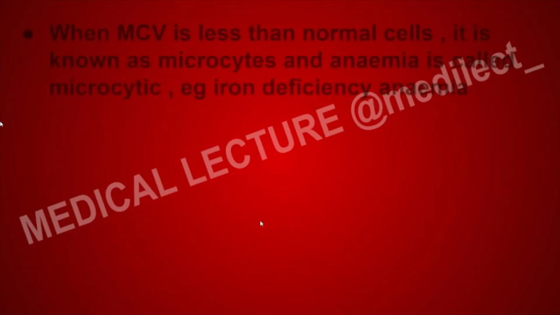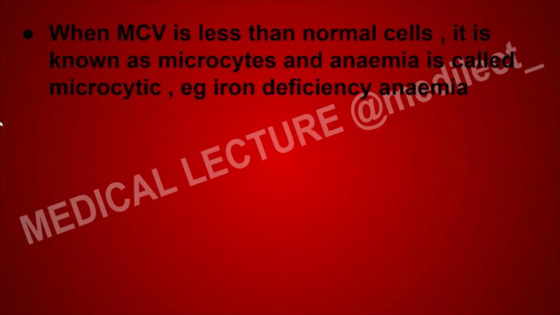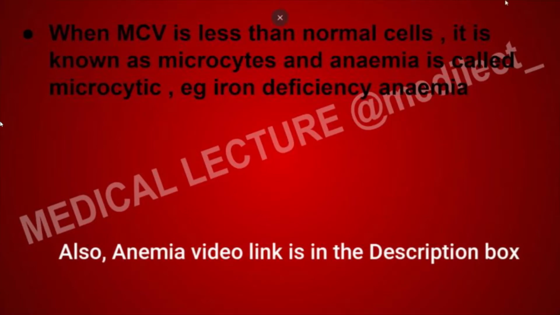Now next, when the MCV is less than normal, the cells are known as microcytes, and the anemia is known as microcytic anemia. A common example is iron deficiency anemia. I have made a separate video on iron deficiency anemia, so just click on the I button somewhere over here and you can get the detailed information, because anemia is a very big concept.